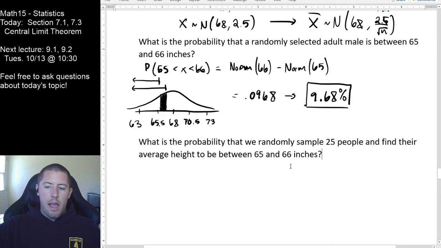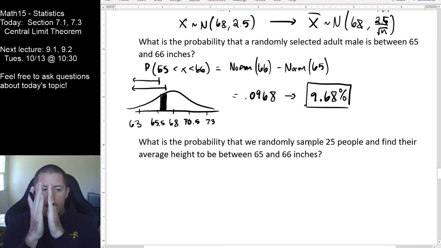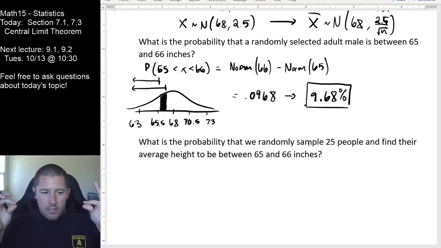So I'm expecting my results from sampling 25 people to be much more packed up around that 68 in the middle and much less in the tails. So I'm expecting to lose some probability. I think it's going to be more rare that we see 25 people all be a little bit shorter than average than to see one person be a little bit shorter than average.